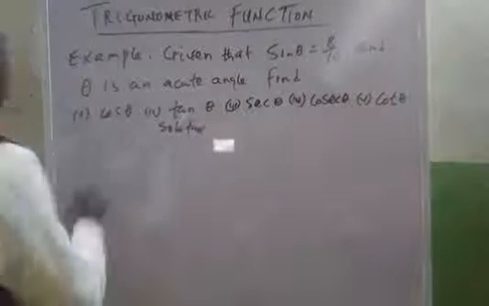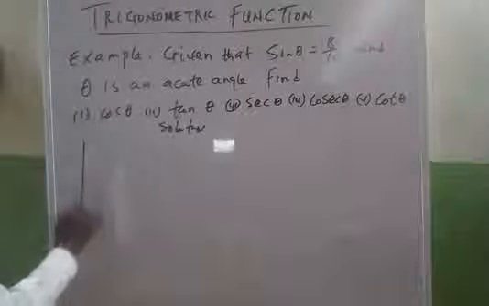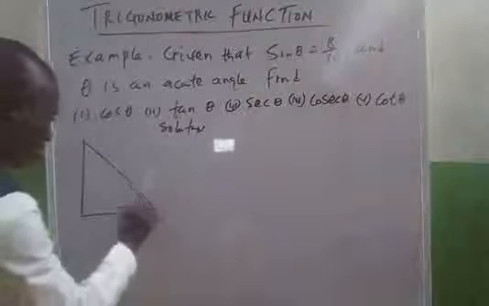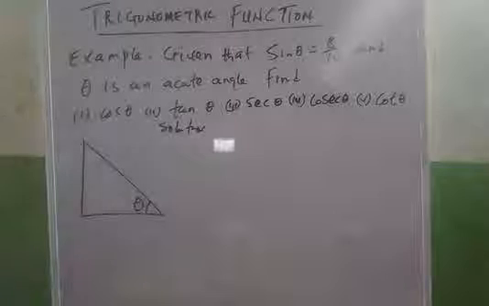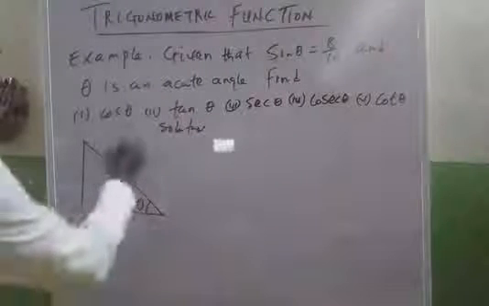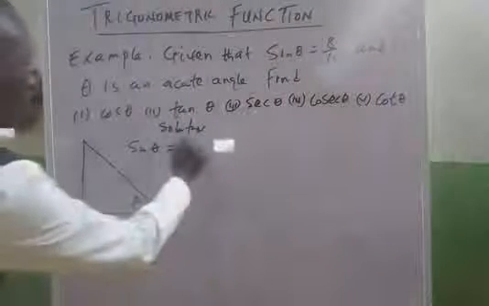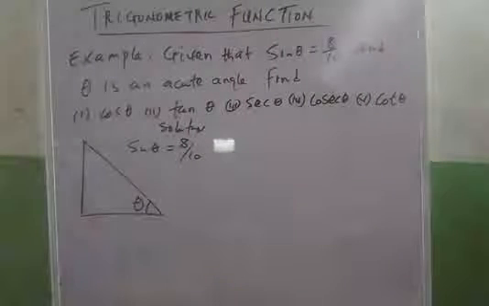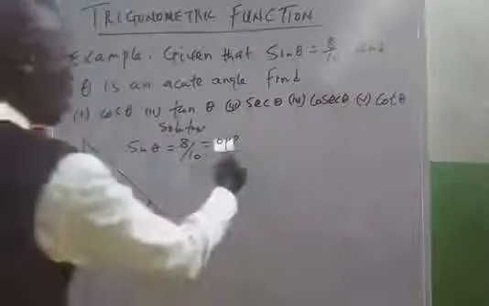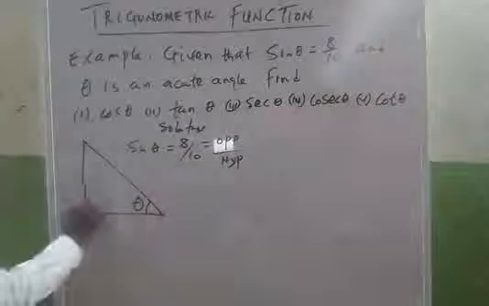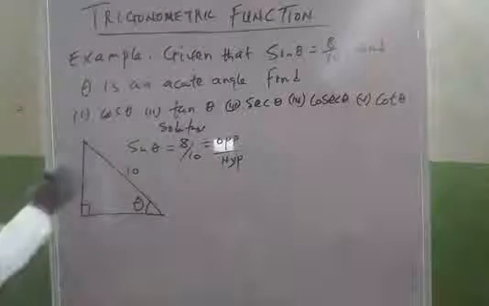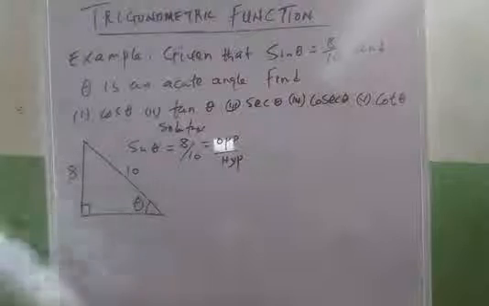Solution. Let's draw a right angle triangle. This is the angle theta. If theta is here, sin theta is given as 8 over 10. Remember that sine is opposite over hypotenuse. So this is your right angle. The line facing the right angle is what? Hypotenuse. This is 10. And this will be the opposite because this is the line that faces the angle theta.